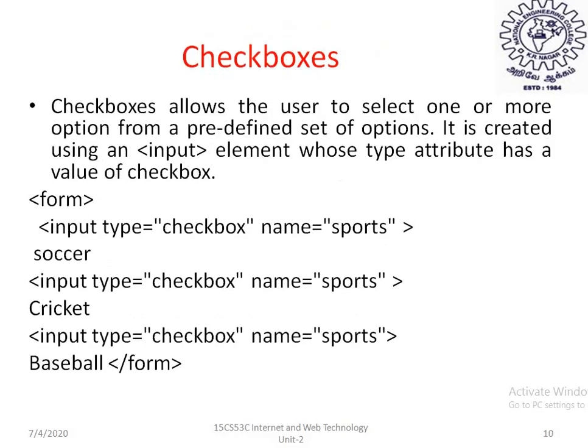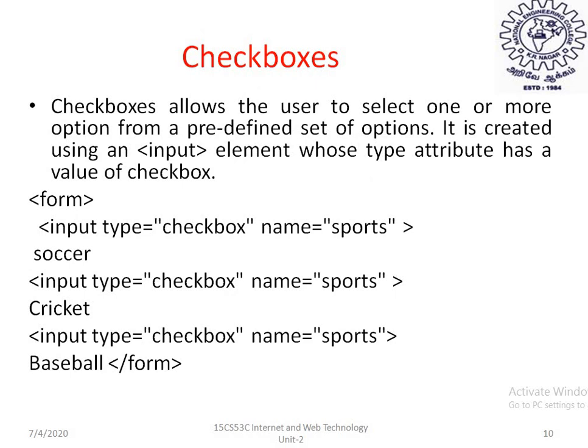The difference between radio buttons and checkboxes is that checkboxes allow multiple options. The user can choose more than one option from checkboxes, whereas in radio buttons the user can select only one option. The syntax for creating checkboxes is input type equal to checkbox and name equal to sports. You can give any name, not only sports, but it should be a meaningful one.